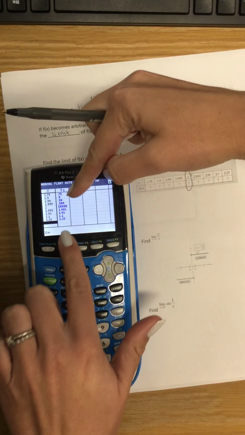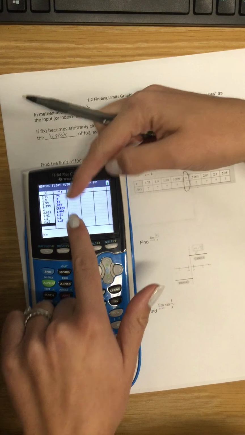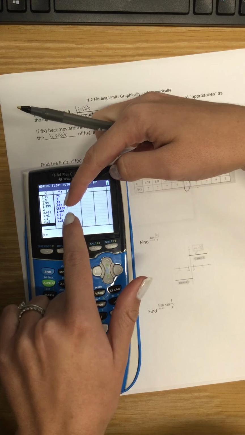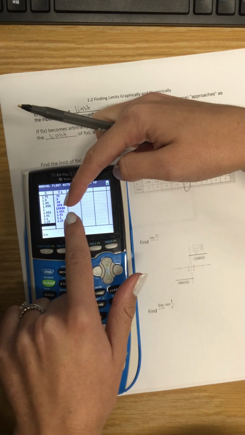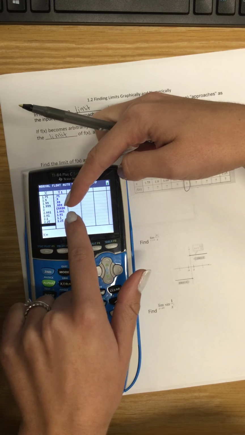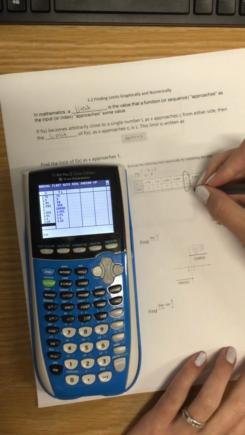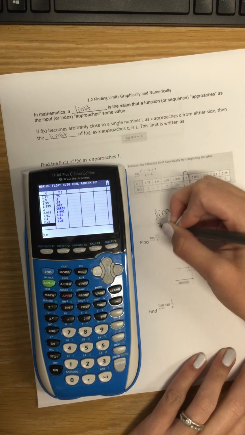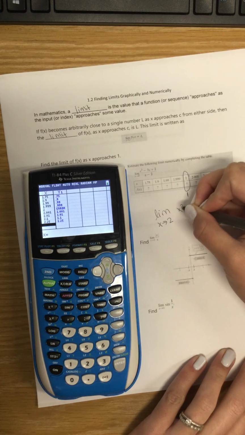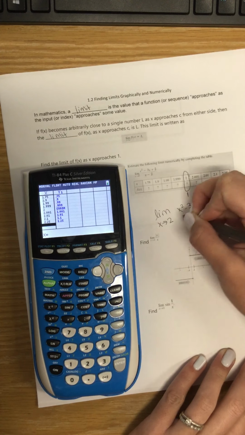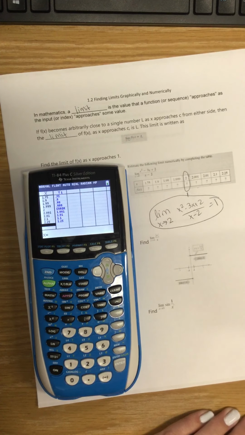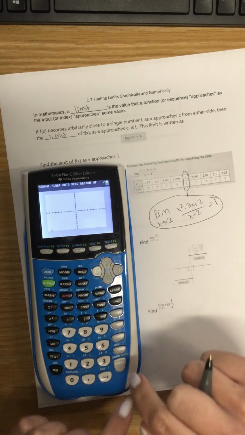But as you can see, as we're getting closer to this value, these values are getting close to each other. So what could you predict would be between 0.99 and 1.001? It would be 1. It's right in the middle there. So the limit as x approaches 2 of x squared minus 3x plus 2 over x minus 2 is actually 1.